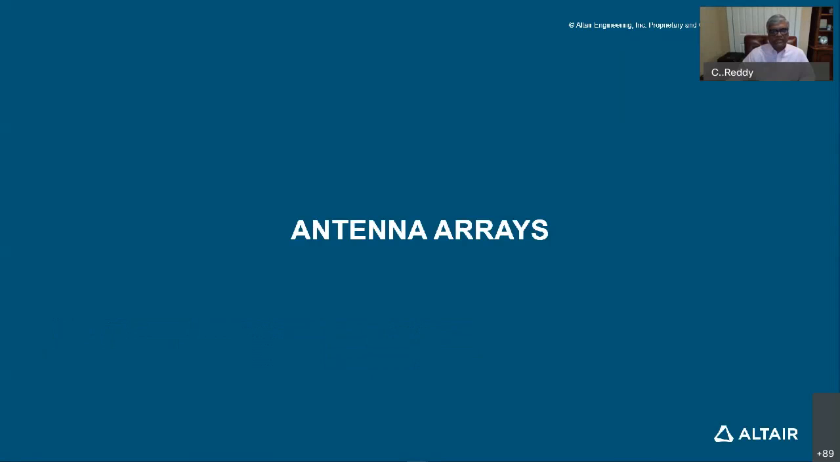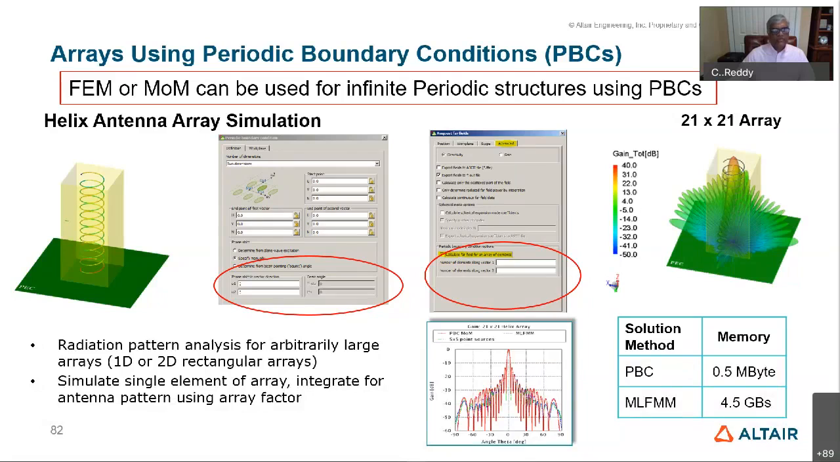So very quickly, I touch on antenna arrays. I won't talk much because we have a talk coming up tomorrow. Of course, arrays can be analyzed with periodic boundary conditions, where you take one element and apply the periodic boundary conditions, so it will look as though it's an infinite array, and you can, of course, use the element pattern to compute the array patterns as well as the beam scanning, etc.